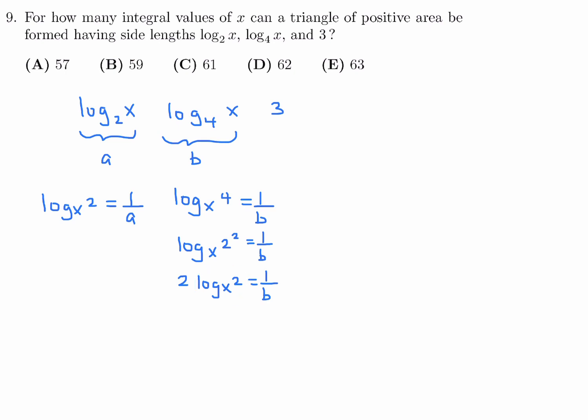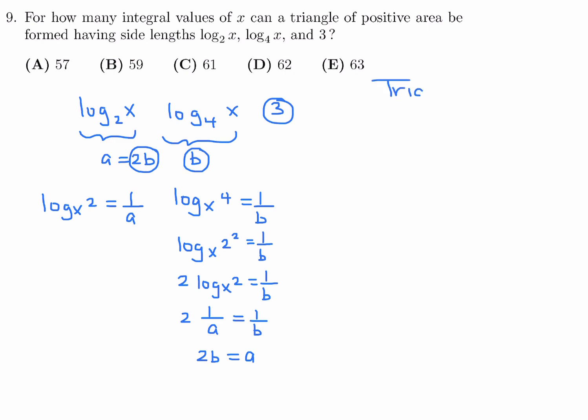And this right here, well, that's just a. Is it? No, it's 1 over a. Oh, okay, got to be careful there. So 1 over a. Okay, so I got 2 over a is equal to 1 over b. So that means that 2b is equal to a. So a is equal to 2b. So now really I have 2b, b, and 3 to deal with.